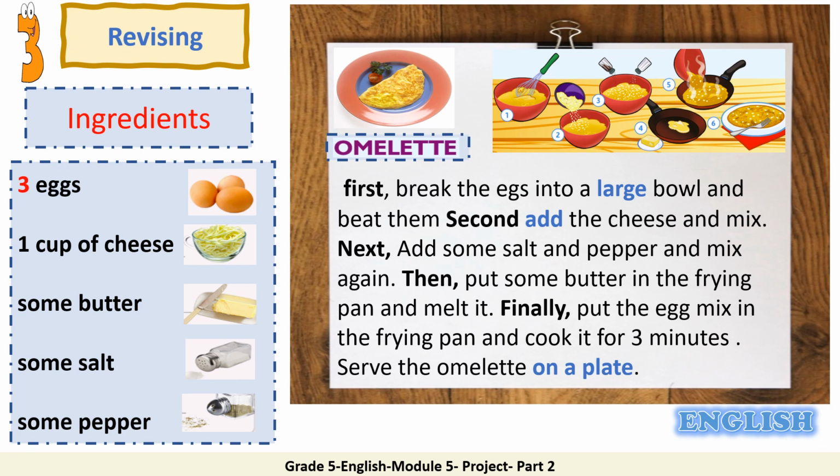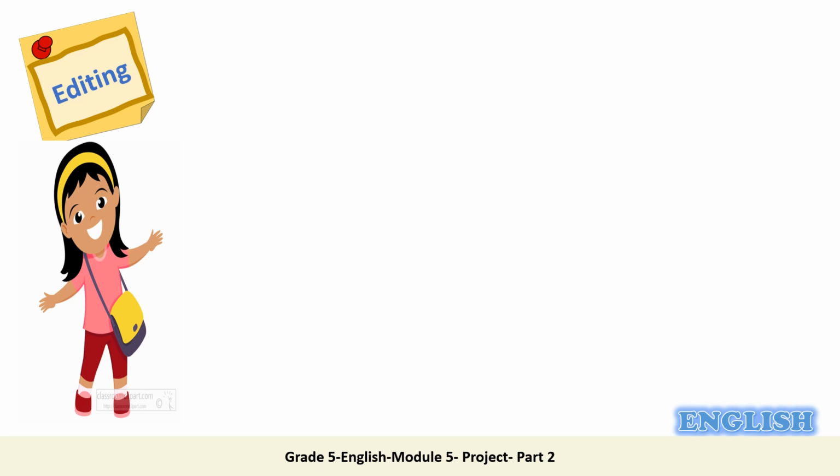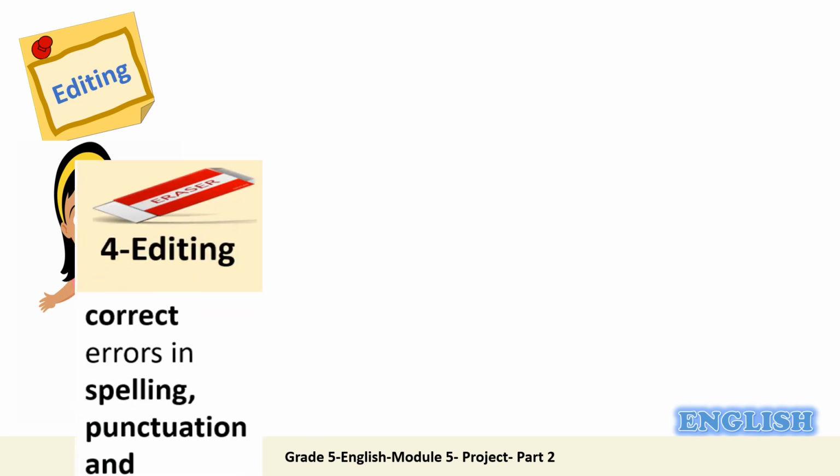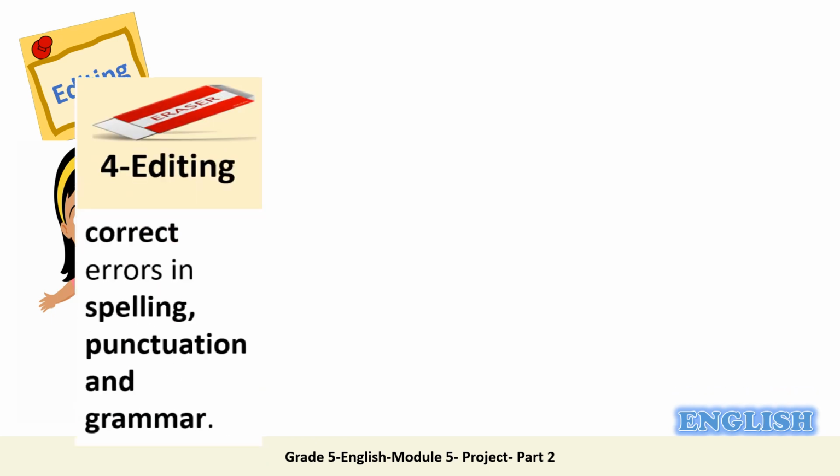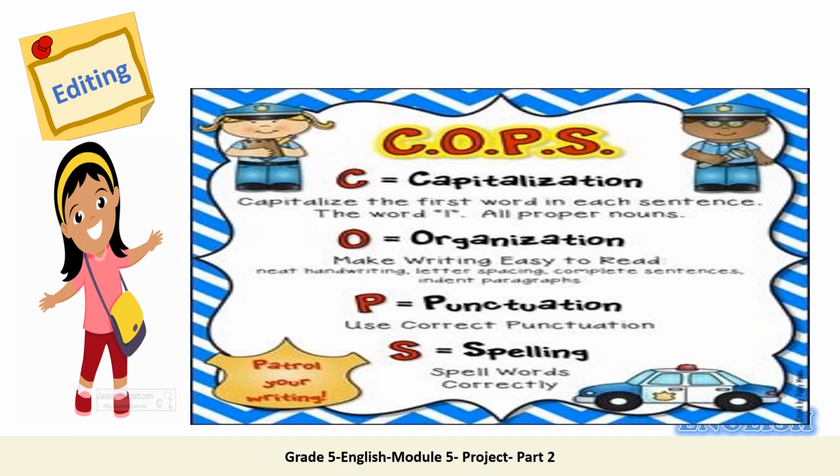Now look at your first draft now. It looks nicer. After we finish revising, we need to move on to the editing stage. Editing means to correct errors in spelling, punctuation, and grammar. You can use COP strategy to edit your work.